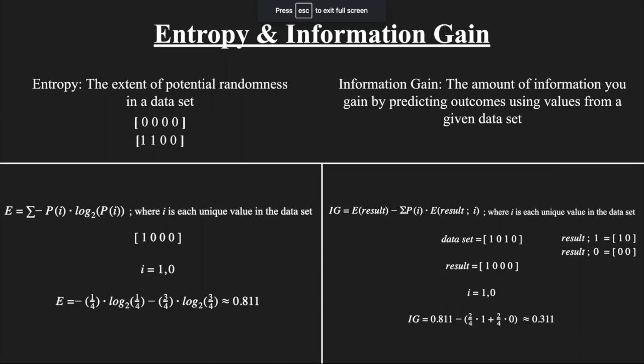The information gain is the amount of information you gain by predicting outcomes using certain values from a given dataset. Let me clarify. We want to maximize the amount of information we get per level on the decision tree as it is simply more efficient.